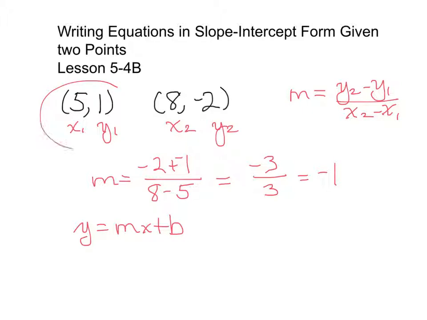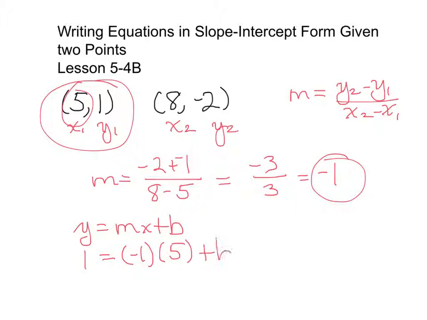Okay, so I'm just going to choose to use this point. I could choose either point, but I just want to choose one, and I'll probably try to choose the one that looks like it has the easiest numbers to deal with. Maybe one that doesn't have negatives. So I'm going to substitute 1 for y. My m I just found, and that was negative 1. My x is 5 plus b. So then 1 is equal to negative 5 plus b. And that means that b is equal to, let's see, that would be 6.